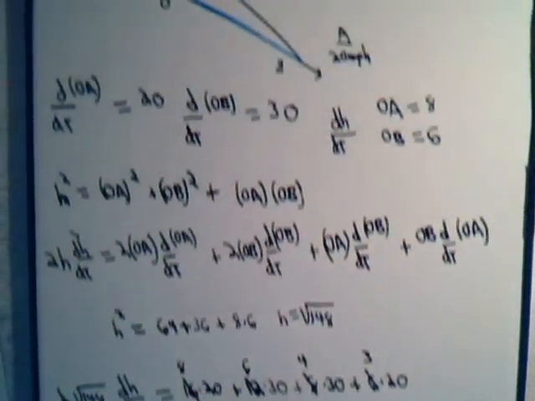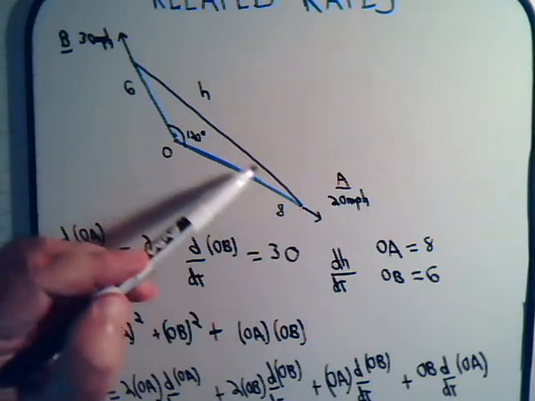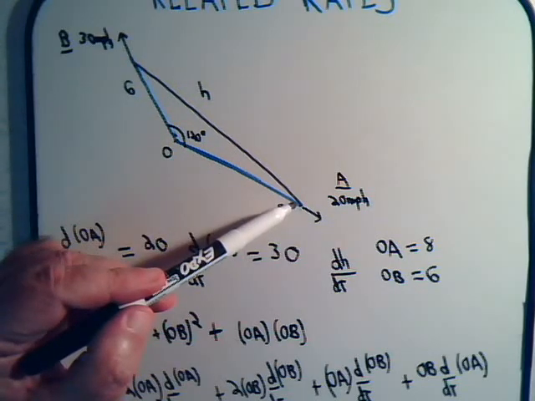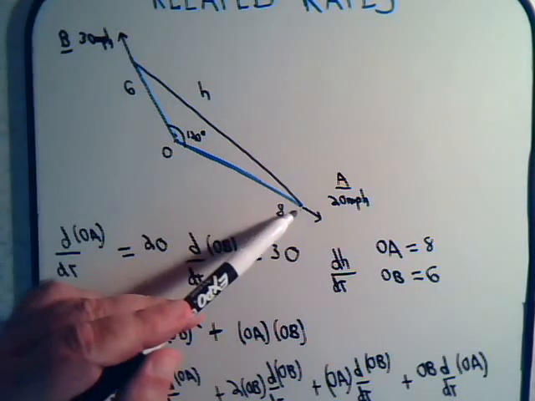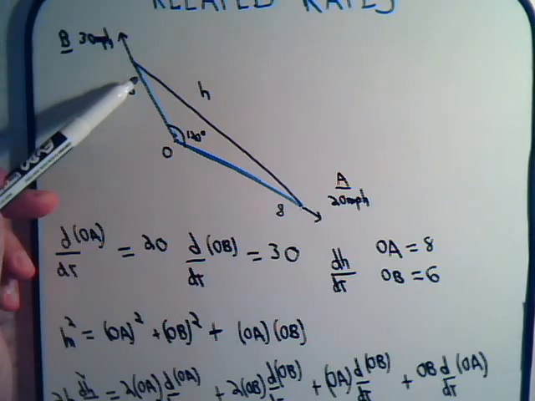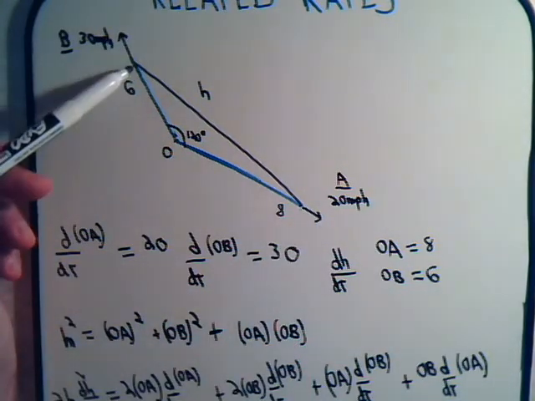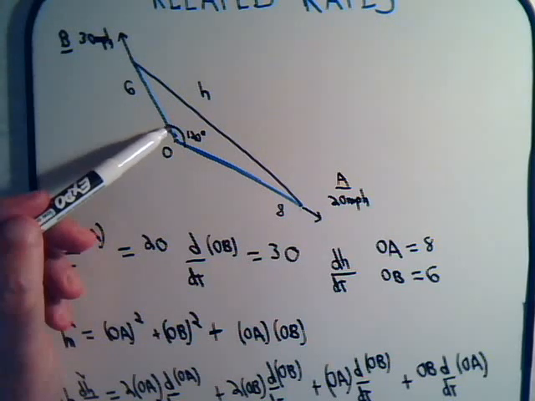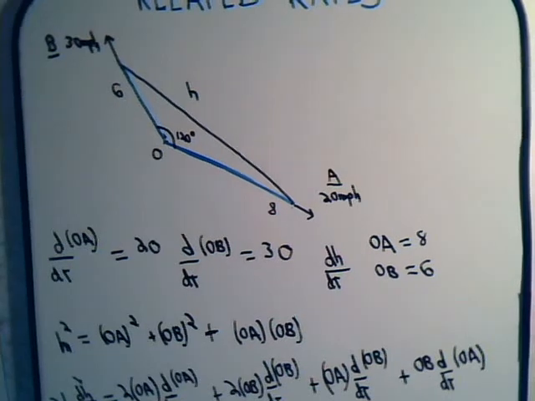So that right there is how fast the distance between those two ships is changing when one ship is 8 miles from the reference point and the other ship is 6 miles from the reference point. This is moving away at 20 miles an hour, this is moving away at 30 miles an hour, and they maintain this angle between them of 120 degrees.